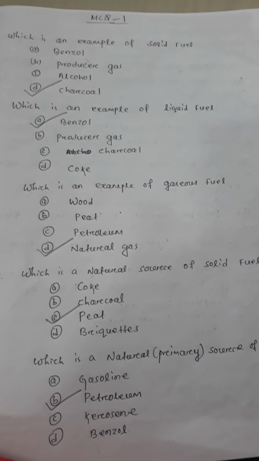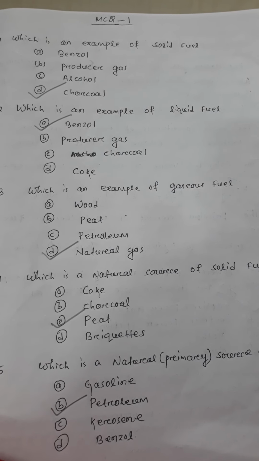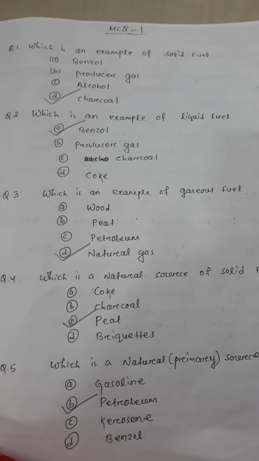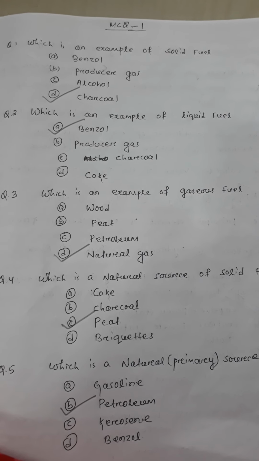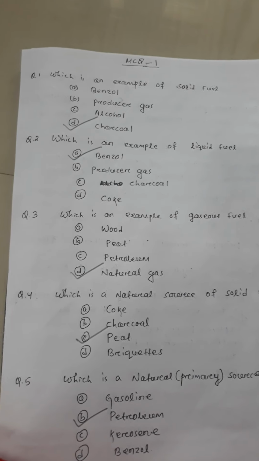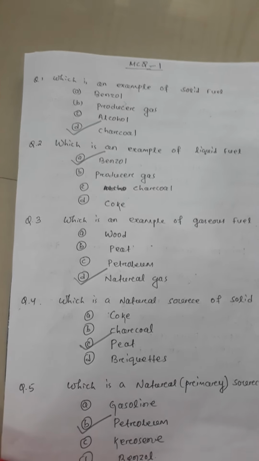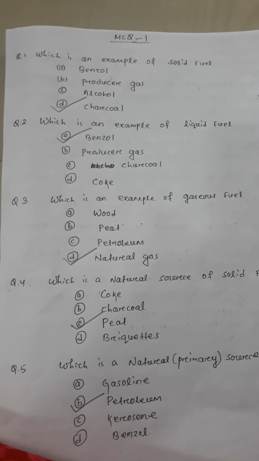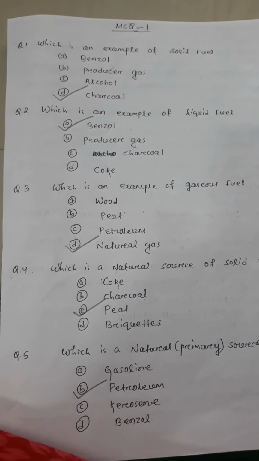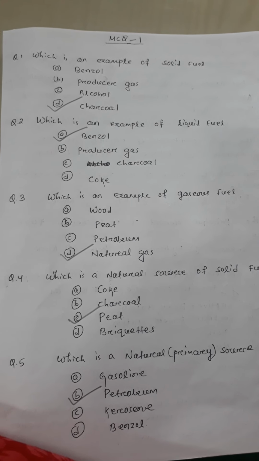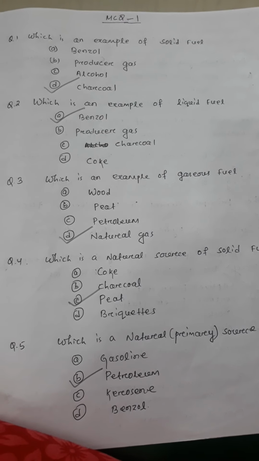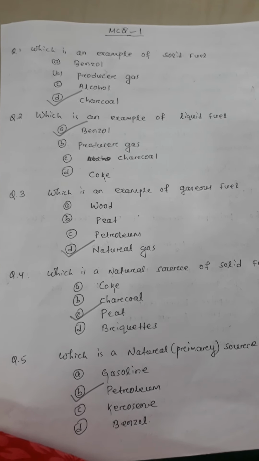Hello students, today I am going to discuss some sample MCQs, multiple choice questions, from chapter 1 of power plant engineering. Chapter 1 is our sources of energy. From that I have collected such questions, and you should also find other questions. The options may vary. You should prepare for the questions which will be asked in your exam.